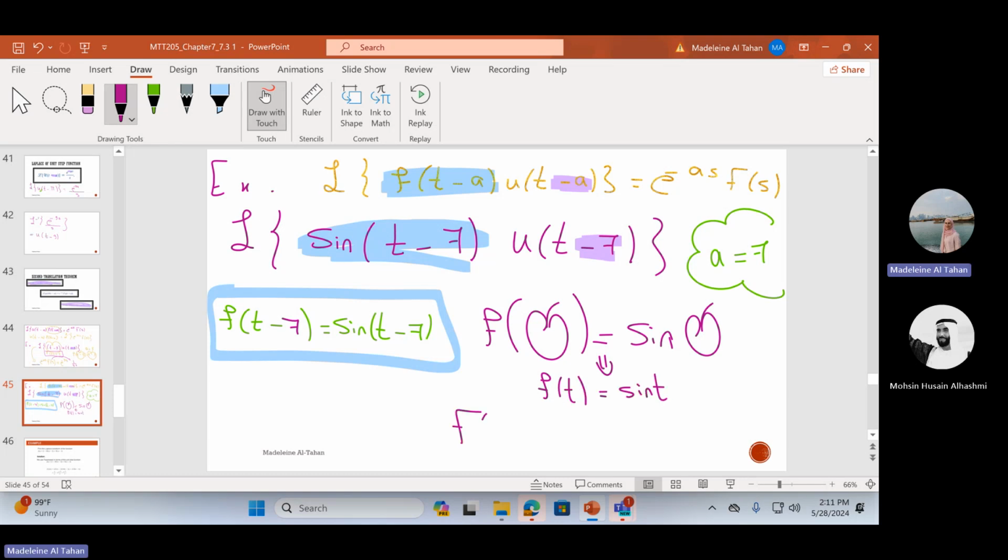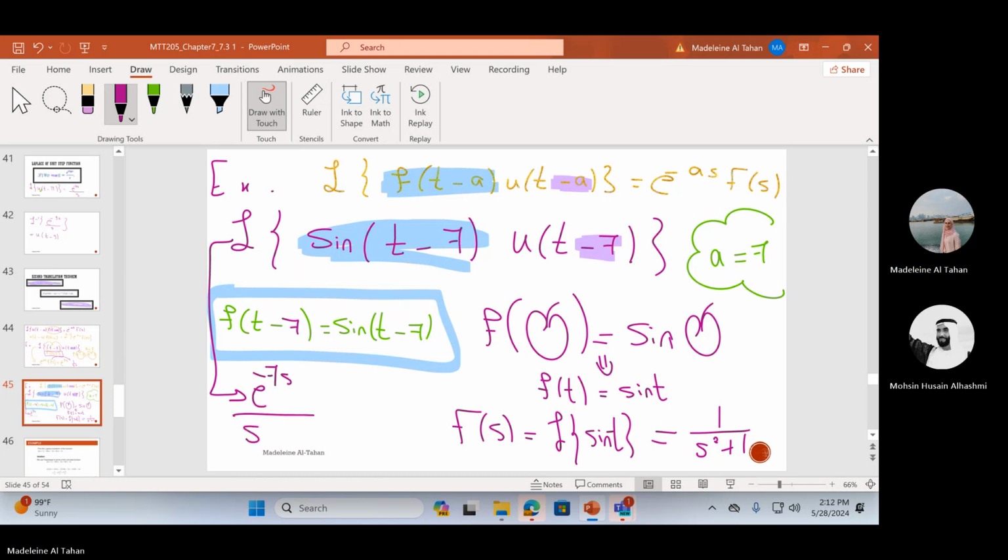I need from you now to find F of S, which is Laplace of f(t), which is Laplace of sine t. We can find it using the table that we have for Laplace. What's Laplace of sine t? It's k over s squared plus k squared. What's our k here? K for this one is 1. So 1 over s squared plus 1. What will be the final answer for this one now? E to the minus something over s squared plus 1.